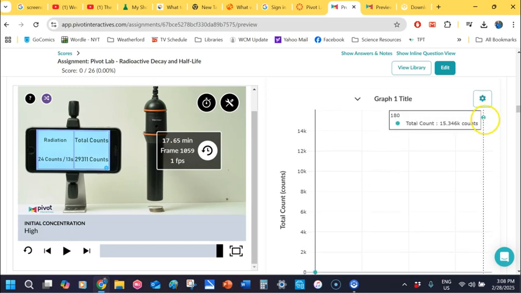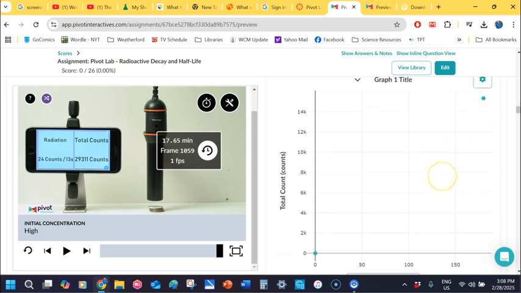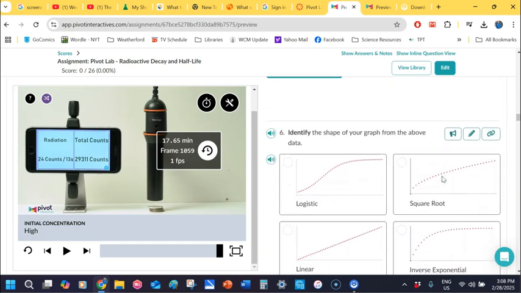Okay, but notice once again, you can slide your little cursor there, crosshairs, and it will tell you the number for that particular number of minutes, as well as it's 180 seconds, and then it's 15,346,000 counts at that time. Okay. Anyhow, so that's there.